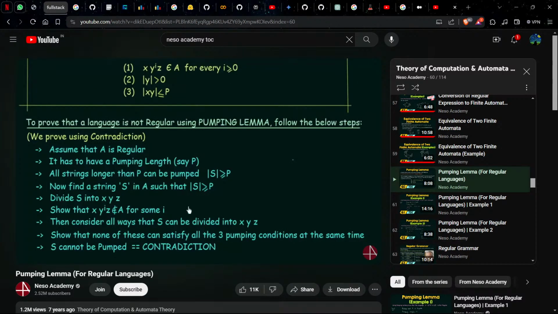So we have to find out all the ways in which you can divide this string S into three parts: x, y, and z, and we show that none of these can satisfy all three pumping conditions at the same time. So these three conditions that we saw here cannot all be satisfied at the same time.